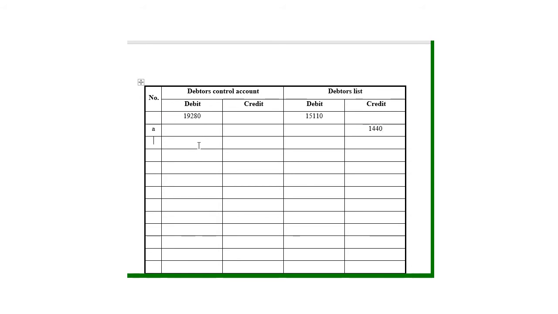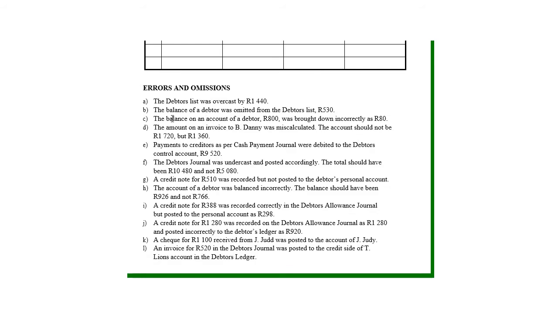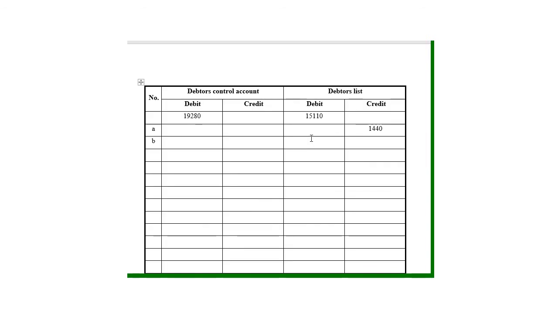Good. Let's look at number B. The balance of a debtor was omitted from the debtors list. Again, just the list, so the list must be fixed. It was omitted, left out from the list. A balance would be a debit. So they did not put this debit on the list, so I must debit the list to get it in. So I must put through a 530 debit on the debtors list. Nothing to do with the control account.